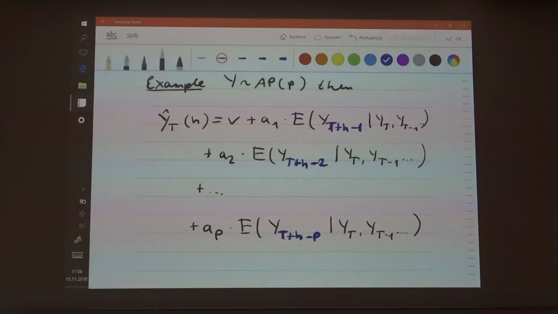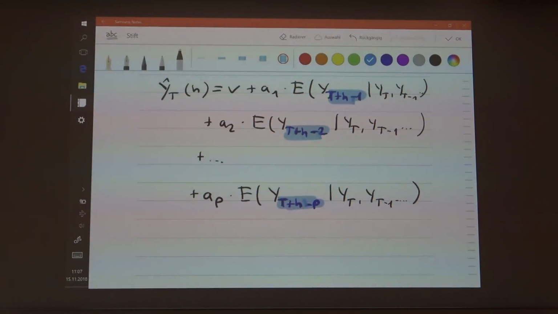Now it could be the case that p is larger than h. So if p is larger than h, then here you have t minus something, for instance t minus 1. Now the expectation of y_{t-1} given the past is of course already observed. So that would be the observation itself, you understand? So I'm talking about these indices, and if any of the indices is less than t.